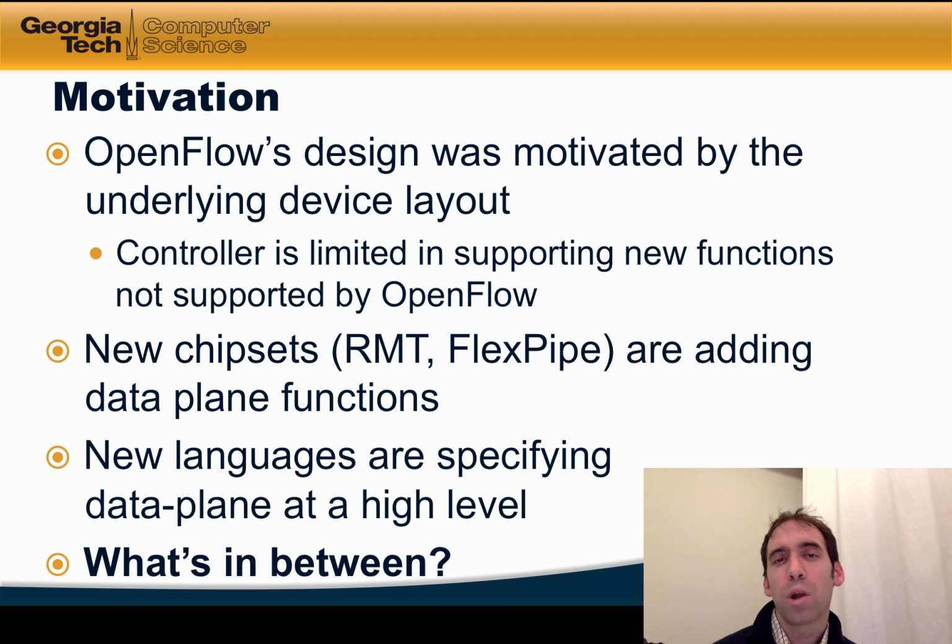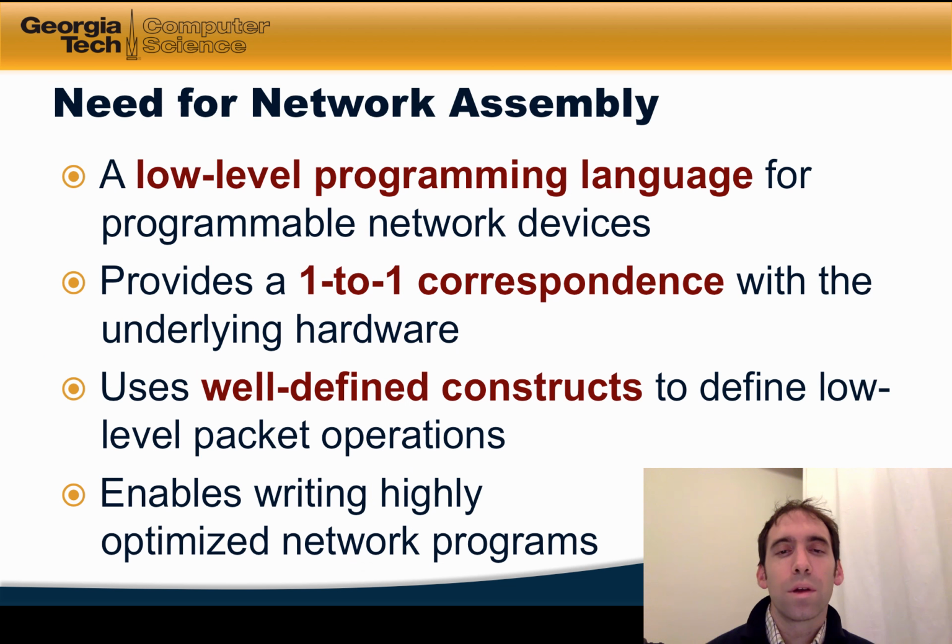The question, of course, is what lies in between a high-level specification language like P4 and the programmable chipsets like RMT and FlexPipe. In essence, we need a network assembly language, which is a low-level programming language for programming network devices that provides a one-to-one correspondence with the underlying hardware and uses well-defined constructs to define low-level packet operations. The idea behind a network assembly language is that because it provides this one-to-one mapping with the functions provided in the underlying hardware, the assembler can enable writing highly optimized network programs, and it can make it easier for a compiler to generate an optimal layout.